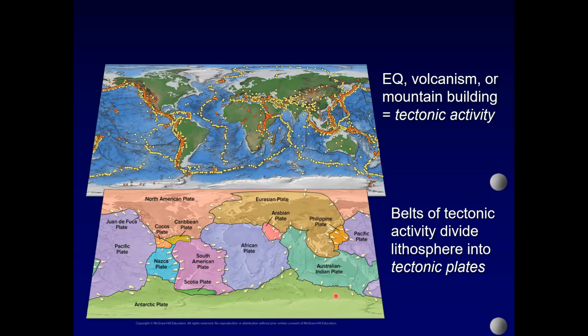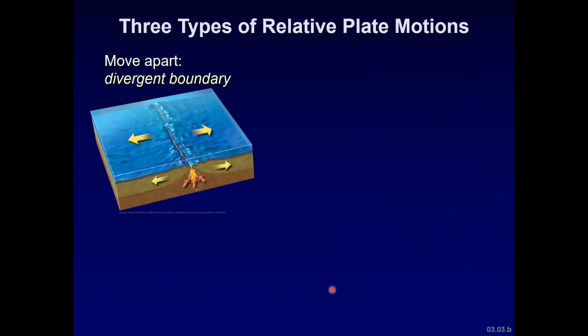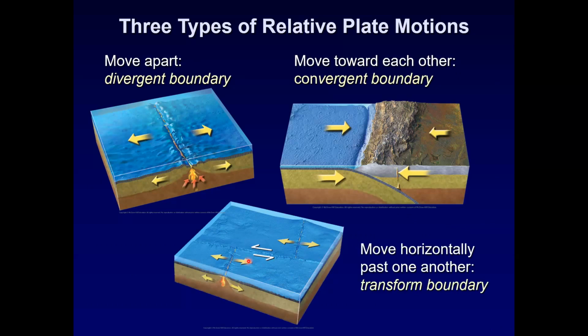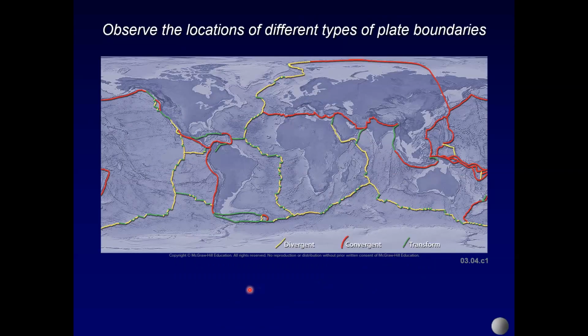Tectonic plates move relative to one another. There are 3 types of relative plate motions. When tectonic plates move apart, that's a divergent boundary. When they move toward each other, that's a convergent boundary. And when they move past one another horizontally, that's a transform boundary. We use this, and hopefully the colors look right to you: yellow being divergent, red being convergent, and green being transform.